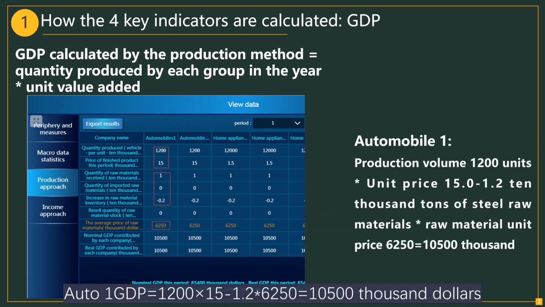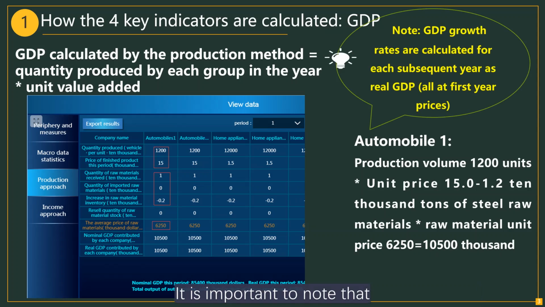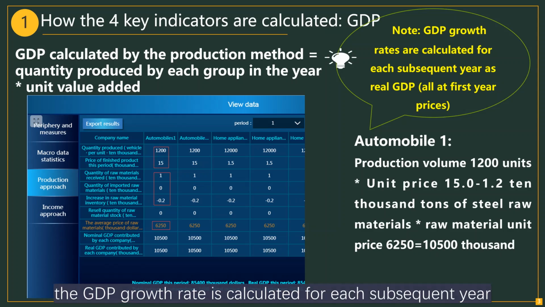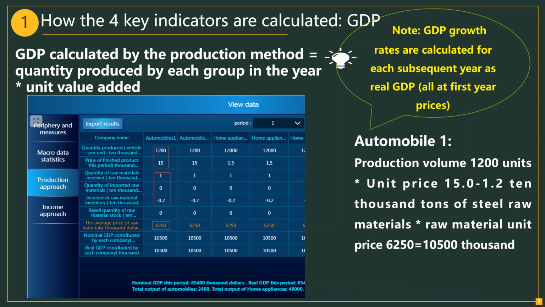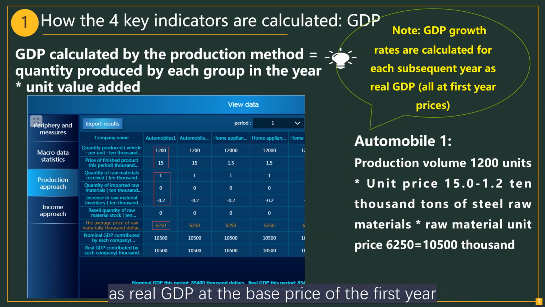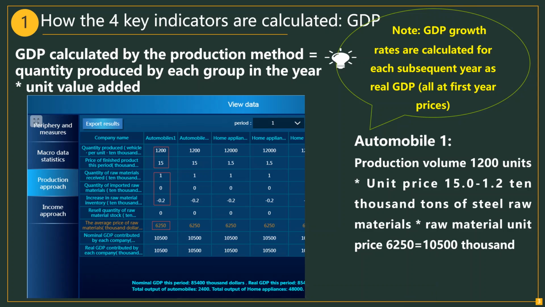IO1 GDP is equal to 1,200 multiplied by 15 minus 1.2 multiplied by 6,250, which is equal to $10,500,000. It is important to note that the GDP growth rate is calculated for each subsequent year as real GDP at the base price of the first year.